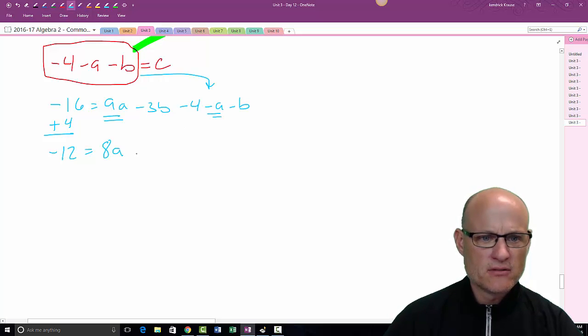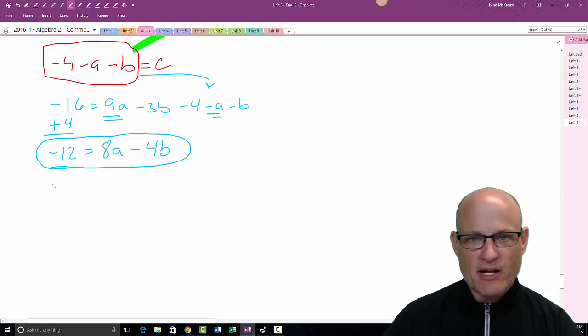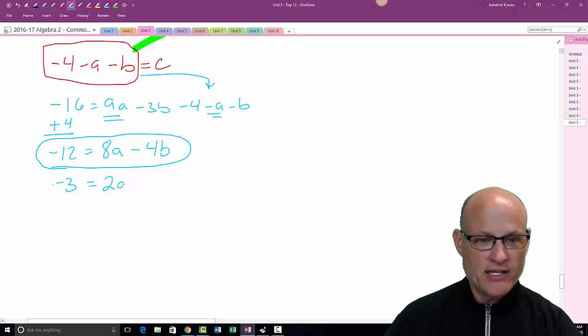8a minus 4b. Now, because they all have a 4 in common, I'm going to get rid of that 4. So I'm going to divide everything by 4. Divide the left side by 4 and the right side by 4. It just makes smaller numbers. Negative 3 is equal to 2a minus b. Same equation. Just makes things a little bit easier.